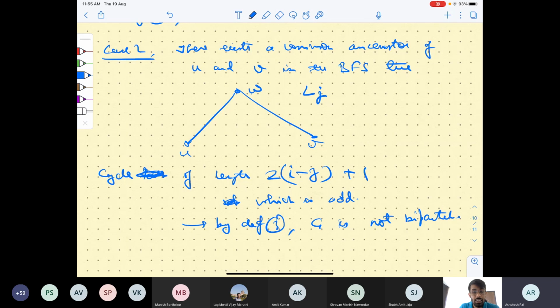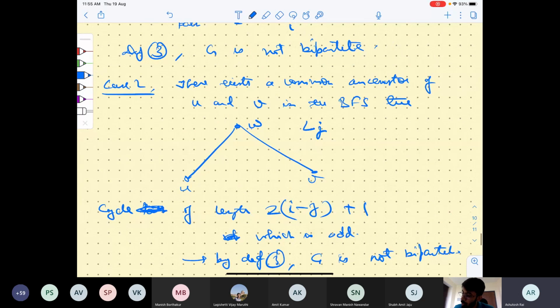You can trace back from the path. S is always a common ancestor because they'll all go back to S eventually. Exactly, S is always a common ancestor. So there exists a common ancestor of U and V in the BFS tree, but we want the lowest common ancestor. Yeah, so that we want to be W.